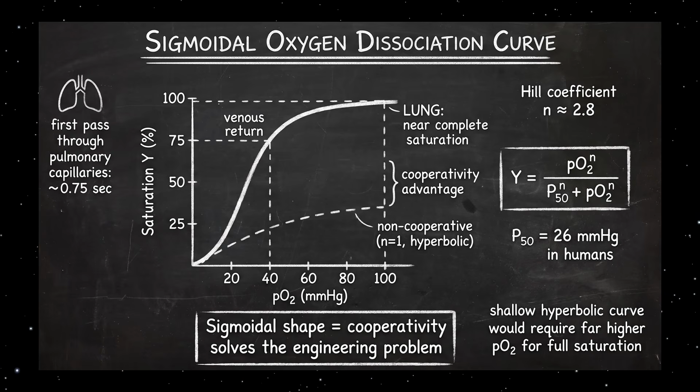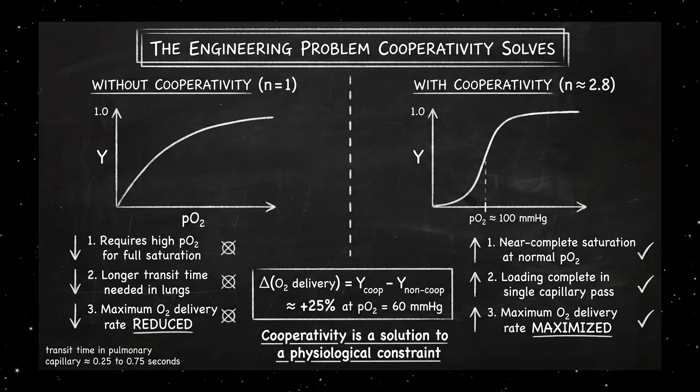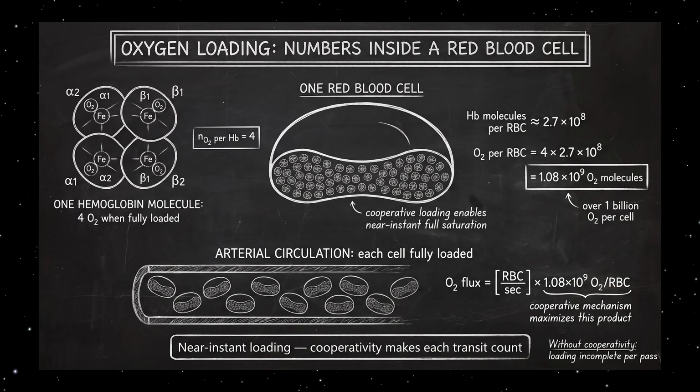The loading curve is sigmoidal, near complete saturation in the lungs within the first pass through the pulmonary capillaries. The cooperativity solves an engineering problem. Without it, hemoglobin would need much higher oxygen partial pressures to reach full saturation, requiring longer transit time in the lungs and reducing the body's maximum oxygen delivery rate. The cooperative mechanism allows near-instant loading, maximizing the oxygen each red blood cell carries into the arterial circulation.